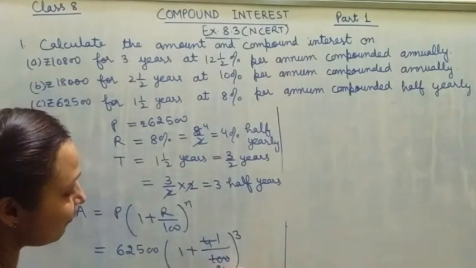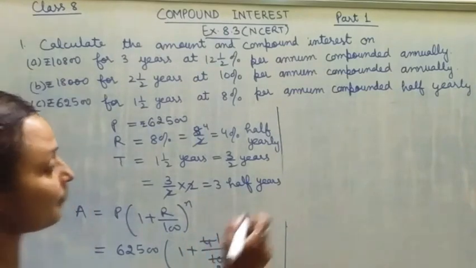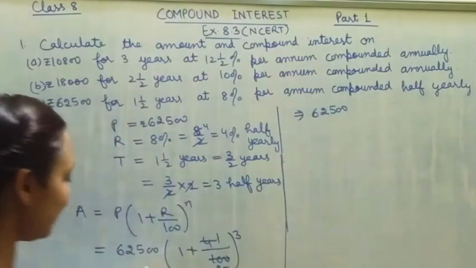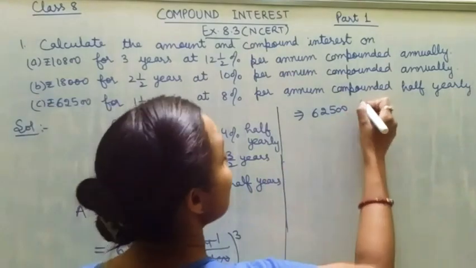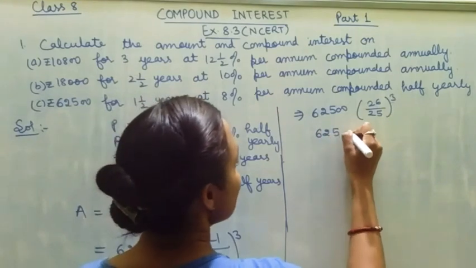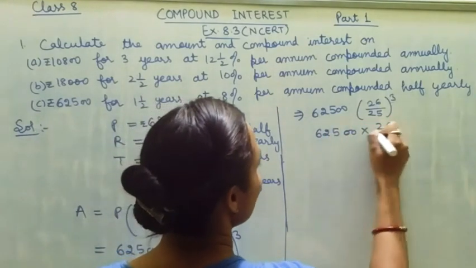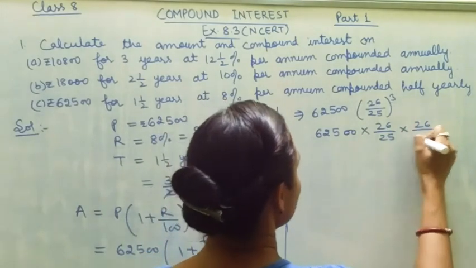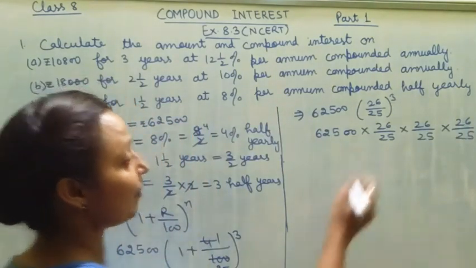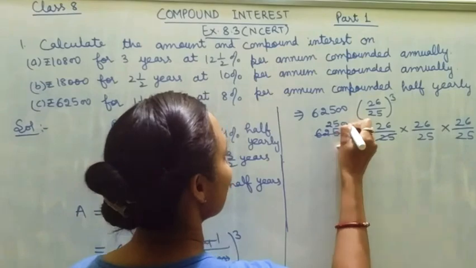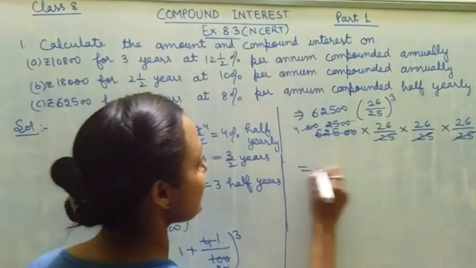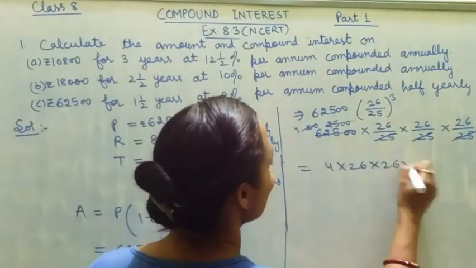This is 25. 4 and 4 cancel, 100 by 25. The next step is 62,500 into 25 plus 1, 26 upon 25 raised to power cube. 62,500 into 26 upon 25, 26 upon 25, and then the third one is 26 upon 25. 25 into 25 into 25 is 15,625. Now I will cancel this 100 and 25, 4 fours are 100. This is 4 into 26 into 26 into 26.